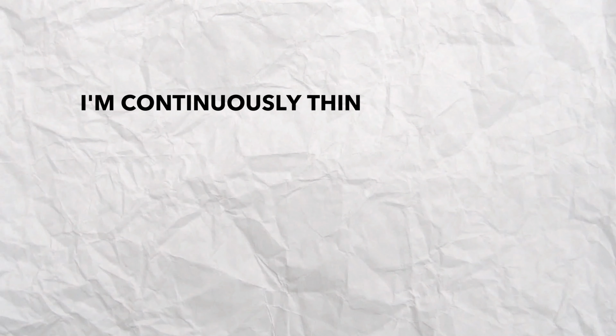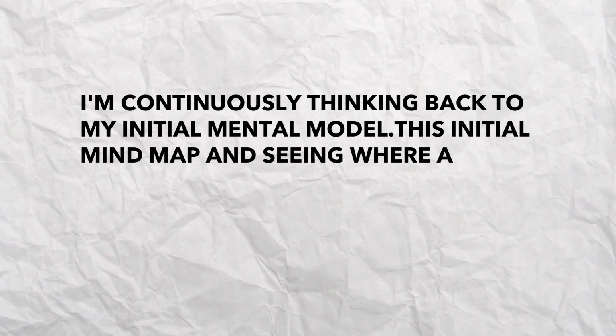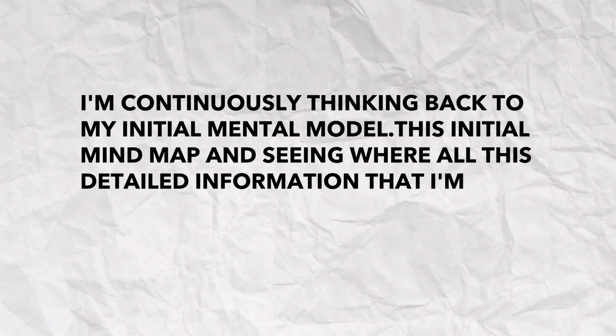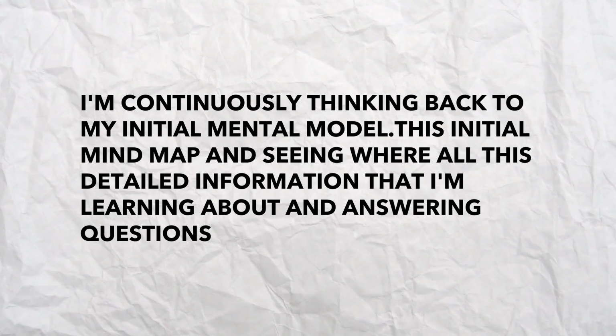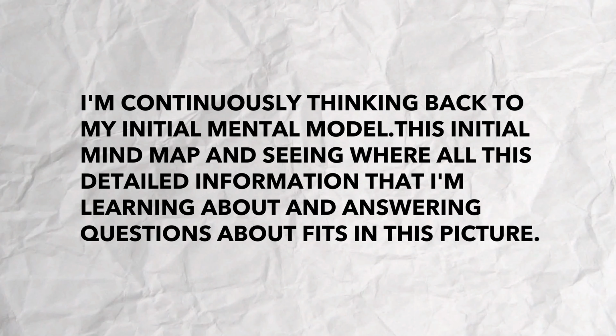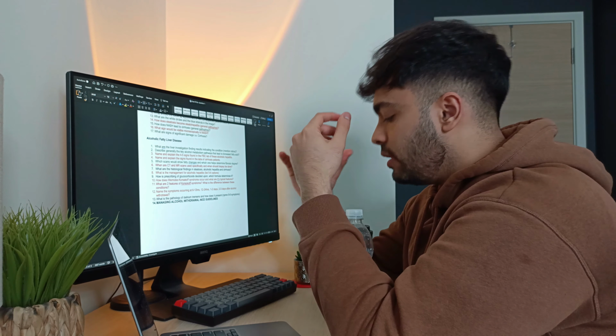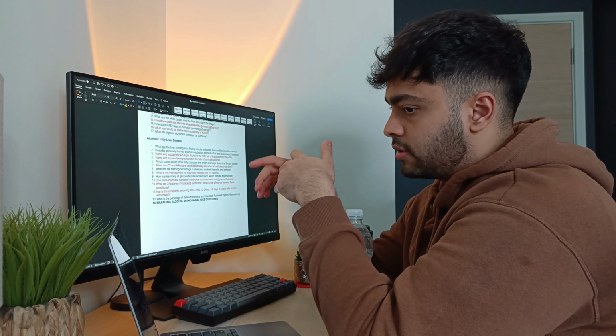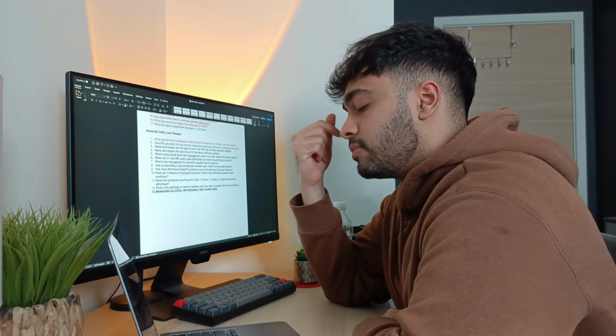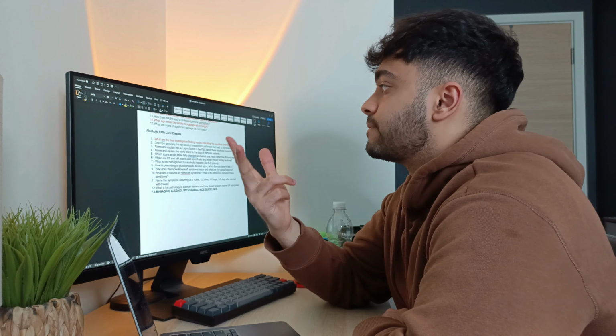I'm continuously thinking back to my initial mental model, this initial mind map, and seeing where all this detailed information that I'm learning about and answering questions about fits in this picture. And the thing is, I don't need to actually look at this mind map again and again because this flow, and the way this topic works, the way I've represented it here, is in my head. Let me try and explain this better.